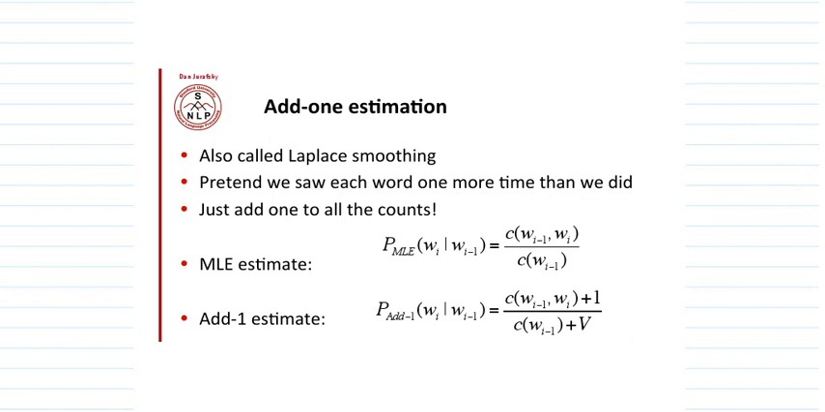So we change this formula and call the new formula the add one probability, or add one estimate, add one bigram probability. What we do is add 1 to each of these counts. To each of the bigram counts we assume that the bigram has appeared once more, right? So what does it mean, and how does it make sense?